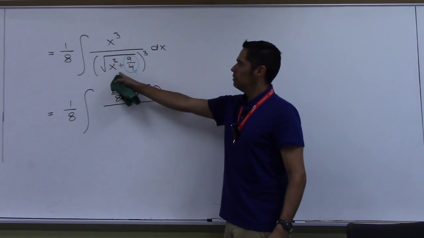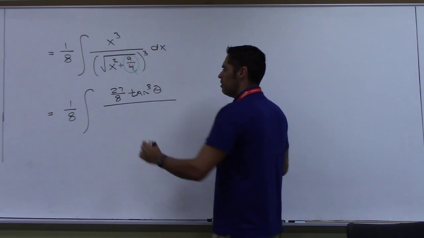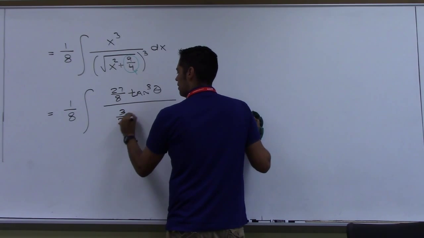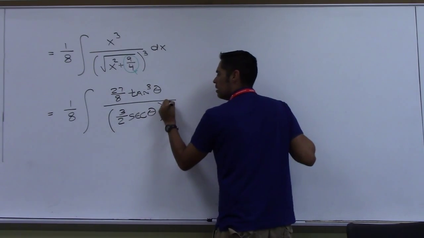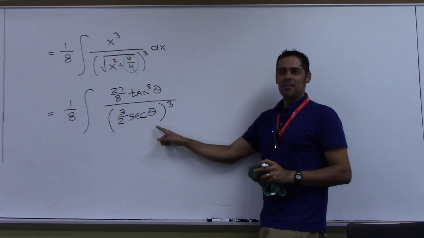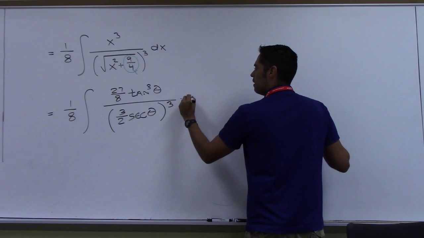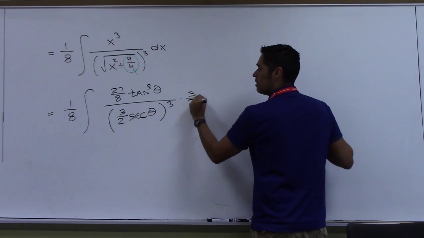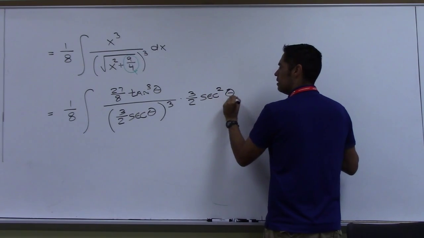Basically the same thing. What was that root? The root part? What was that root equal to? 3/2 secant theta. But then the whole thing's cubed. Is everyone still here? What still needs to be tacked onto this? The dx, which is 3 halves secant squared theta d theta.